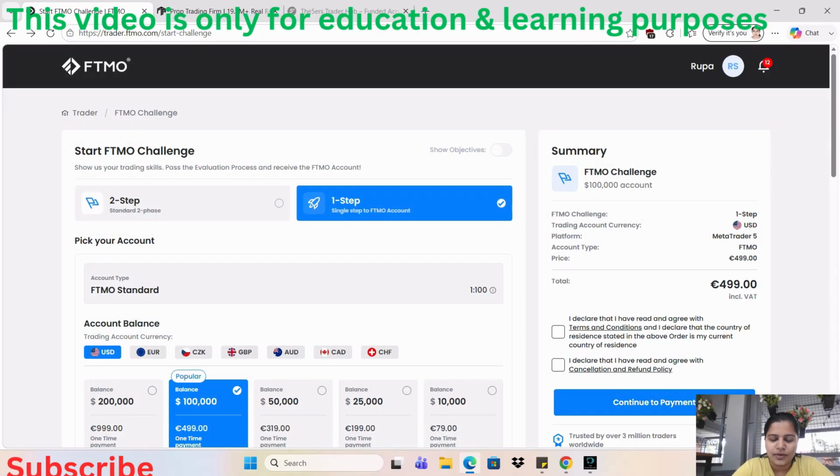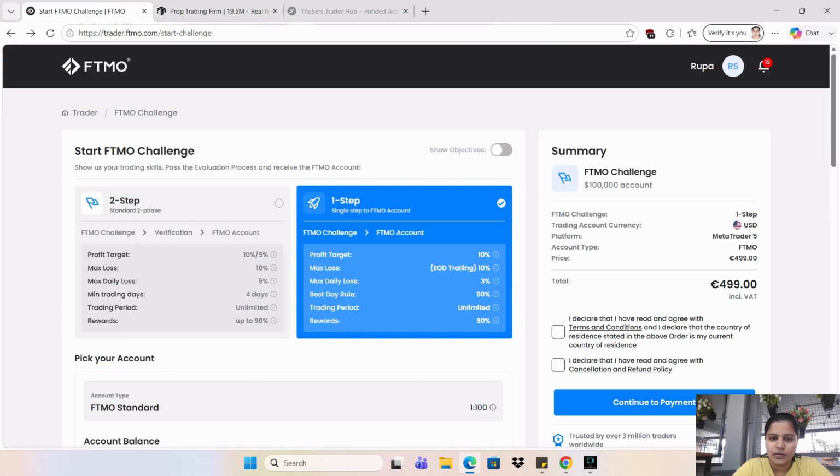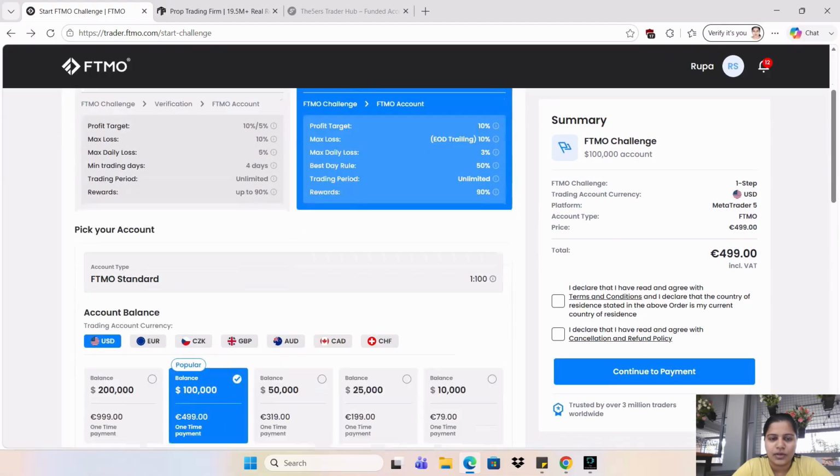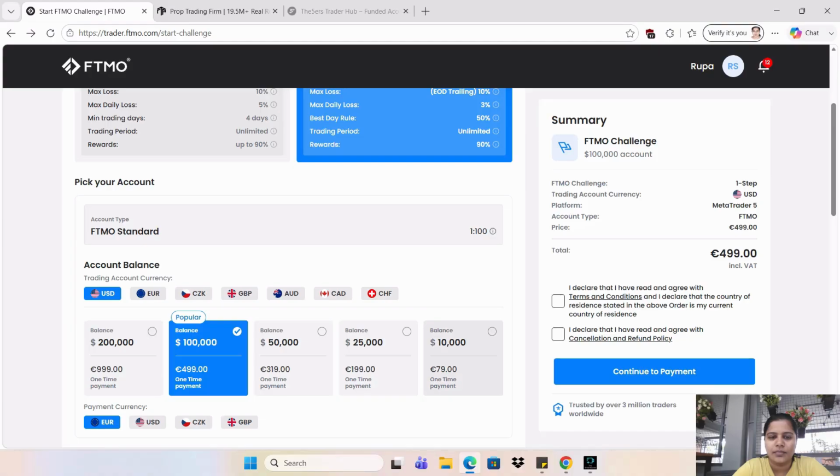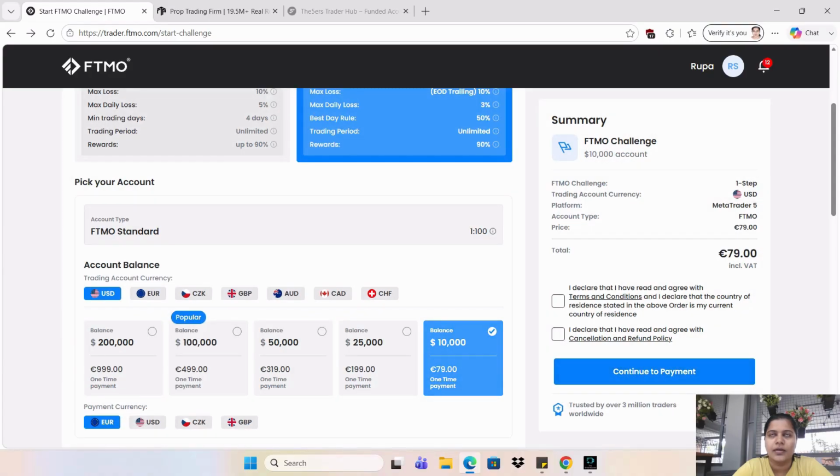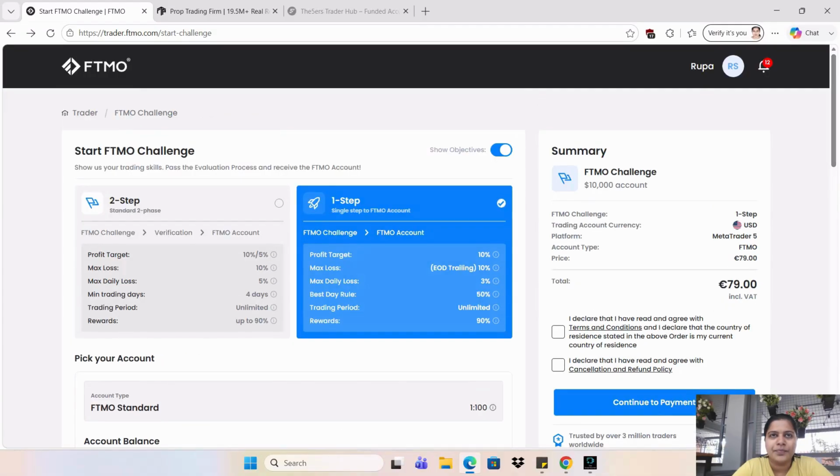So in this video we will be talking about the funded accounts. So पहले समझते हैं कि funded accounts होते क्या हैं. Say for example आपने technical सीख लिया है and you already have a proven trading strategy and you have a very good risk management but you don't have the capital.